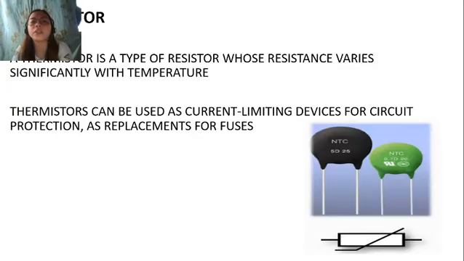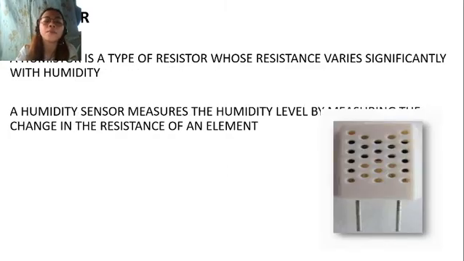Next, we have the thermistor. Thermistor is a type of resistor whose resistance varies significantly with temperature. So, nagdepende siya sa aton temperature. That's why thermistor from thermal or temperature. So, thermistors can be used as current limiting devices for circuit protection, as replacement for fuses. So, kung may mga fuse kung sa inyo wala.